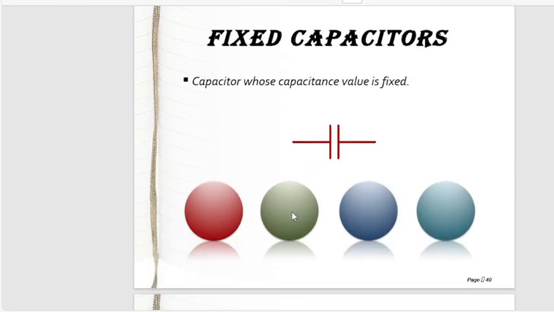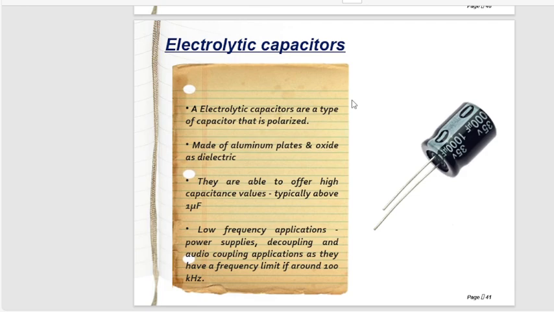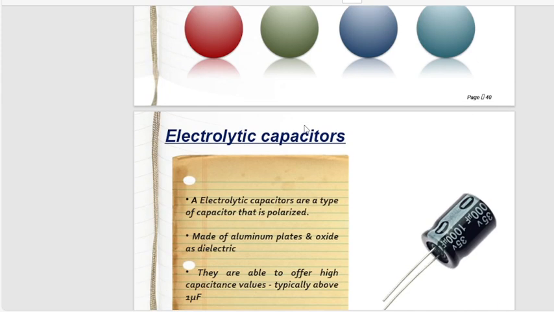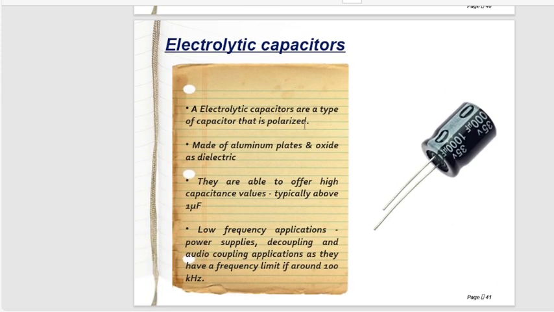If we talk about fixed capacitors, as I told you, their capacitance value is fixed. The first type of fixed capacitor is the electrolytic capacitor, which is a type of capacitor that is polarized, made of aluminum plates and oxide as the dielectric. Dielectrics, I hope you understand about the dielectrics. They are able to offer high capacitance values, typically above 1 microfarad, and are used in low frequency applications and power supplies.